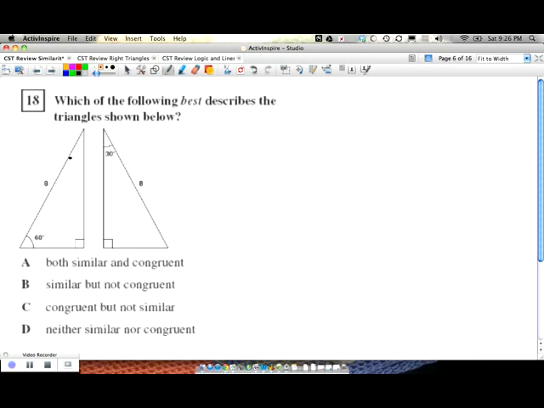Well, I know that if that's 60 degrees, this is 30. And if I know that's 30 degrees, this is 60. How do I know? Because they're right triangles. So I know that they're at least similar, because the angles are all the same.